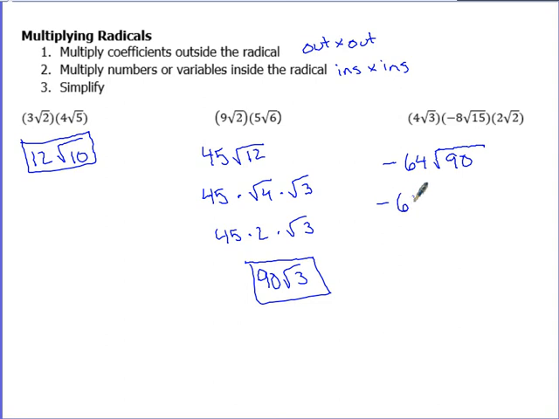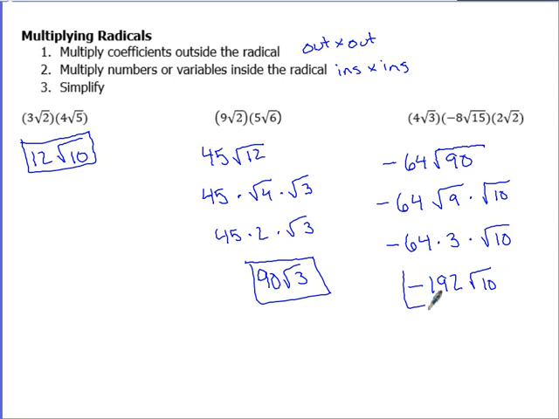So the square root of 90, I can break that apart as the square root of 9 times the square root of 10, because 9 is the perfect square that can be divided in there. Negative 64 times the square root of 9, which is 3, times the square root of 10. And then my last step is going to be negative 64 times 3, which is going to be negative 192 square root 10. That is as simplified as I can get it, and that is it for radicals.